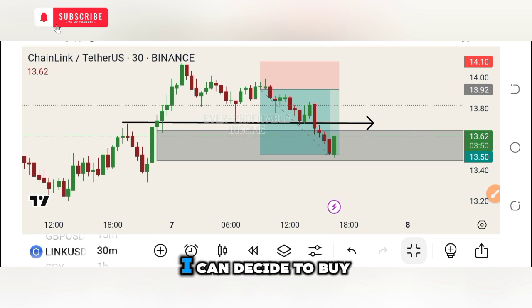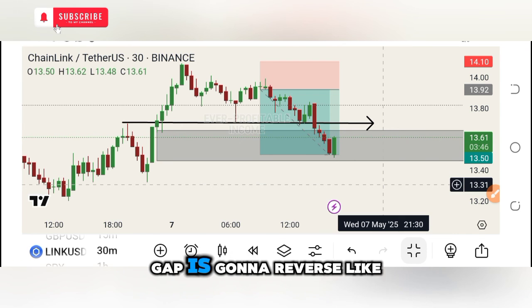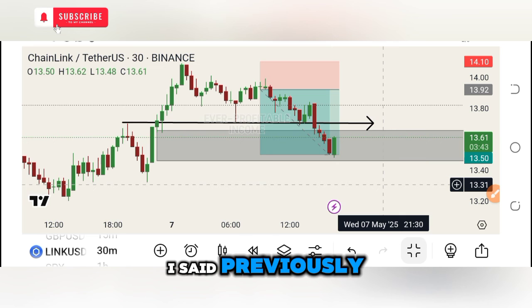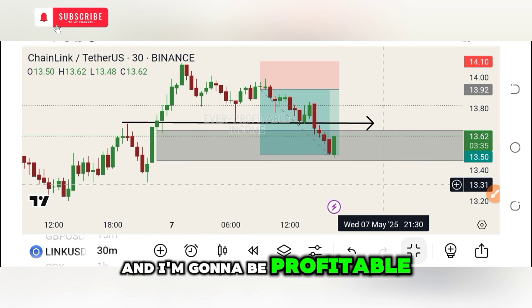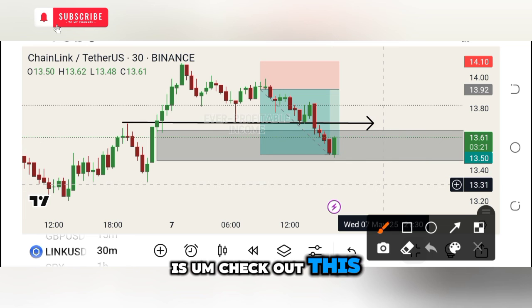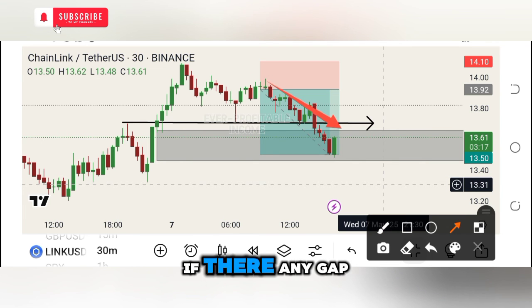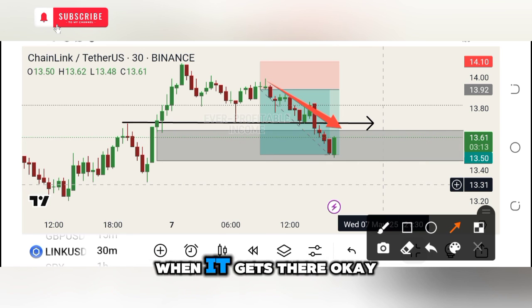Now at this stage I can decide to buy, because when price gets to a fair value gap, it's going to reverse, like I said previously. So I can decide to go in and long this, open a buy position, and I'm going to be profitable too. All I have to do is check out these areas and see if there is any gap, then I'll know that price is going to actually react there when it gets there.